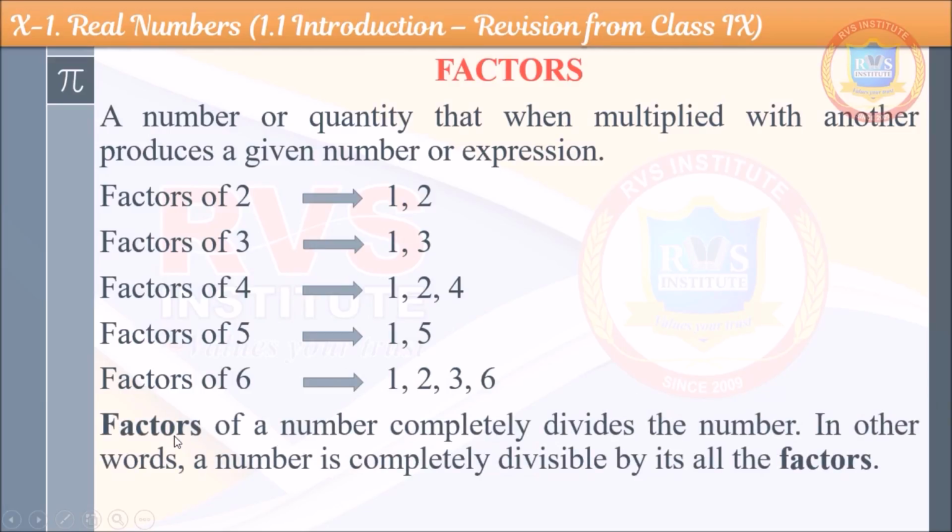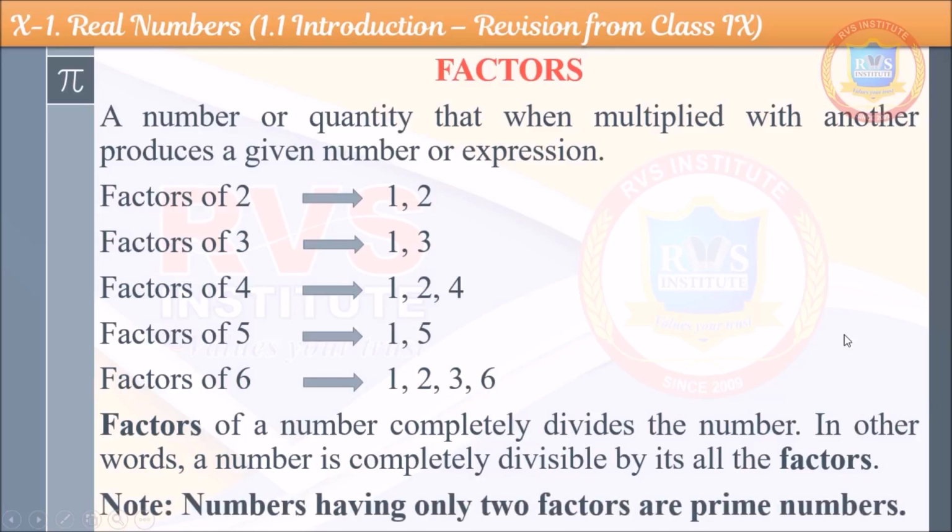So the conclusion is factors of a number completely divide the number. In other words, a number is completely divisible by all its factors. As 2 is divisible by all its factors, that is 1 and 2. 3 is divisible by all its factors such as 1 and 3. 4 is divisible by all its factors such as 1, 2 and 4 and so on.